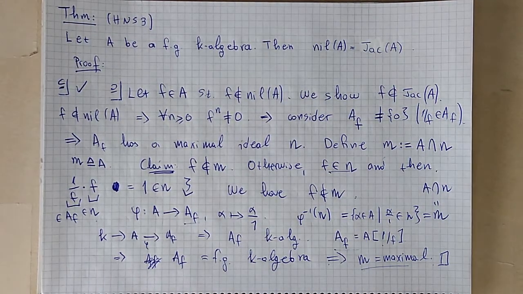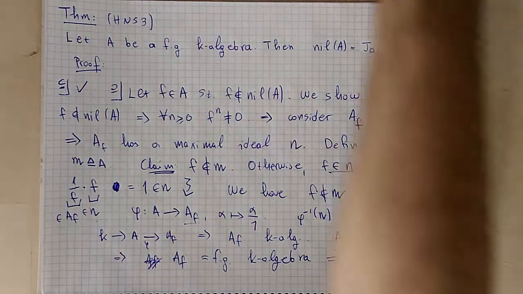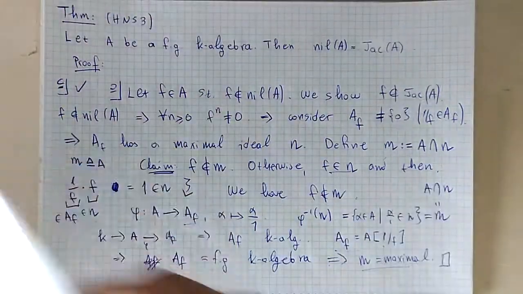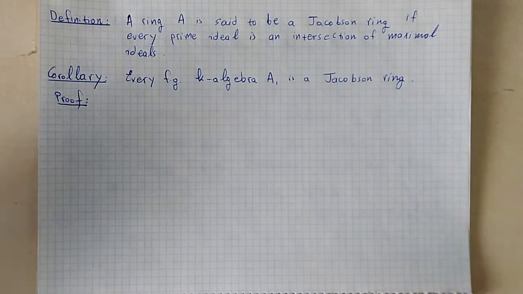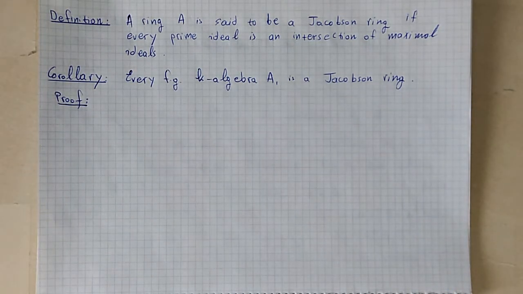Before we stop, I also wanted to prove a corollary. Maybe some people also call this another version of Hilbert's Nullstellensatz. First of all, we have a definition that says that a ring A is said to be a Jacobson ring if every prime ideal is an intersection of maximal ideals, right?